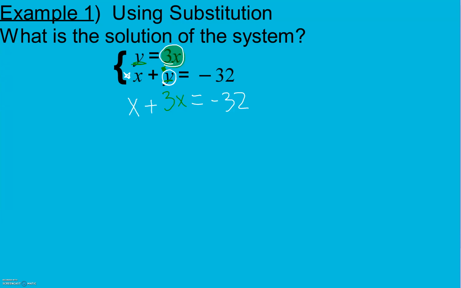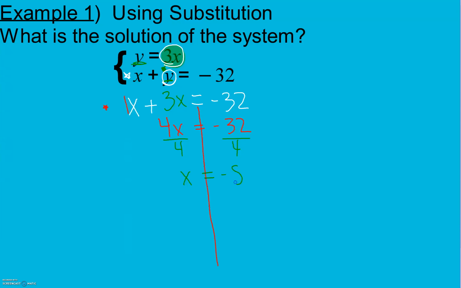The idea here is that we're trying to get one equation that just has one variable in it. Here we just have x's, because then I can solve it. I can simplify each side, combine my like terms. 1x plus 3x gives me 4x. And to get rid of the 4 in front of my x, I divide by 4 on both sides.